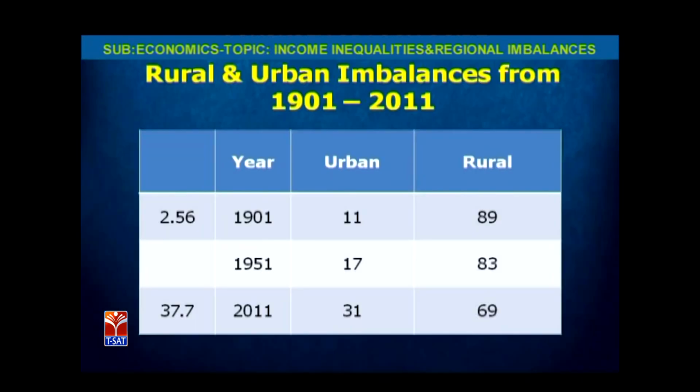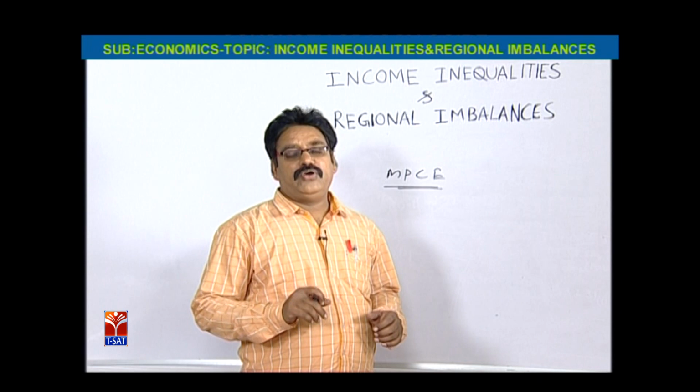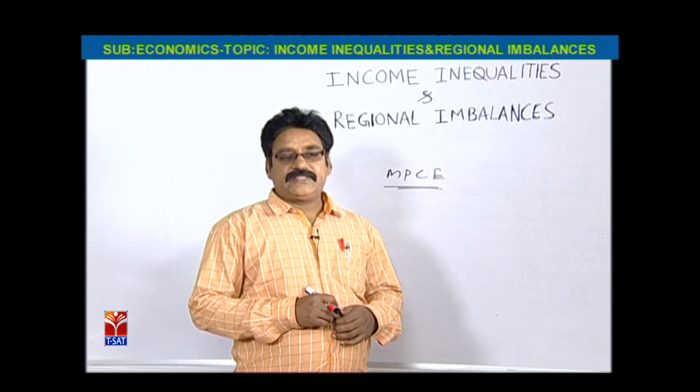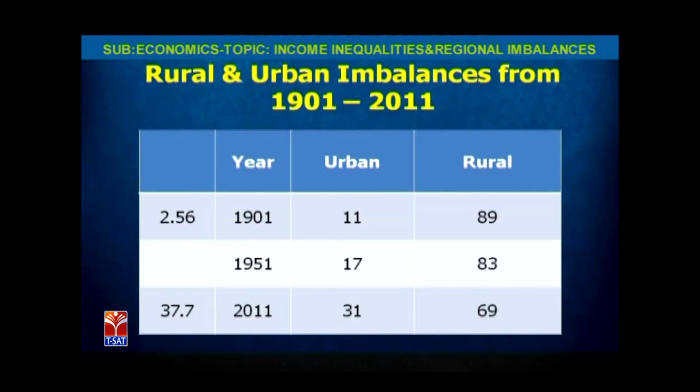Now we are going to discuss the rural urban imbalances, the differences between rural and urban. First we are going to discuss the population details regarding rural percentage and urban percentage. If we observe the year 1901, only 11% of the population is in urban areas, whereas 89% of the population belongs to rural.